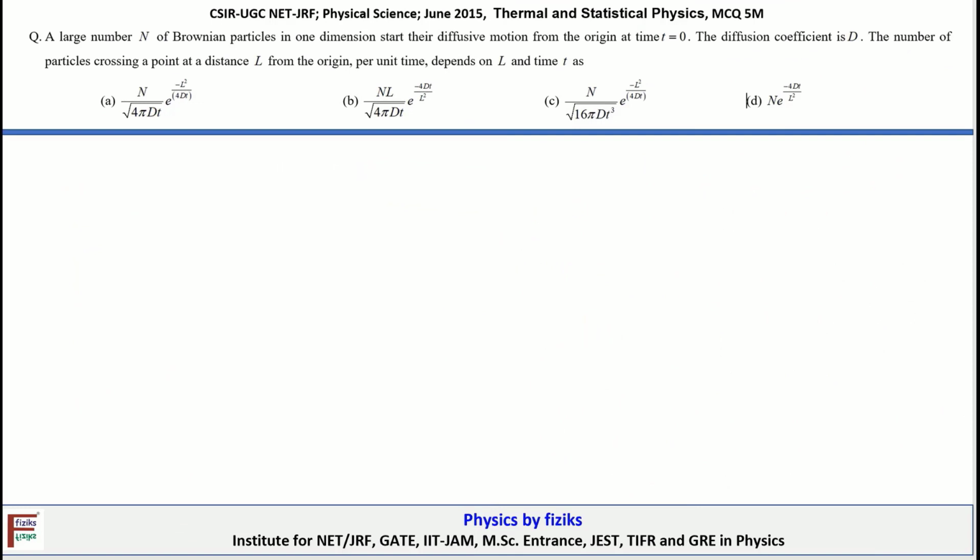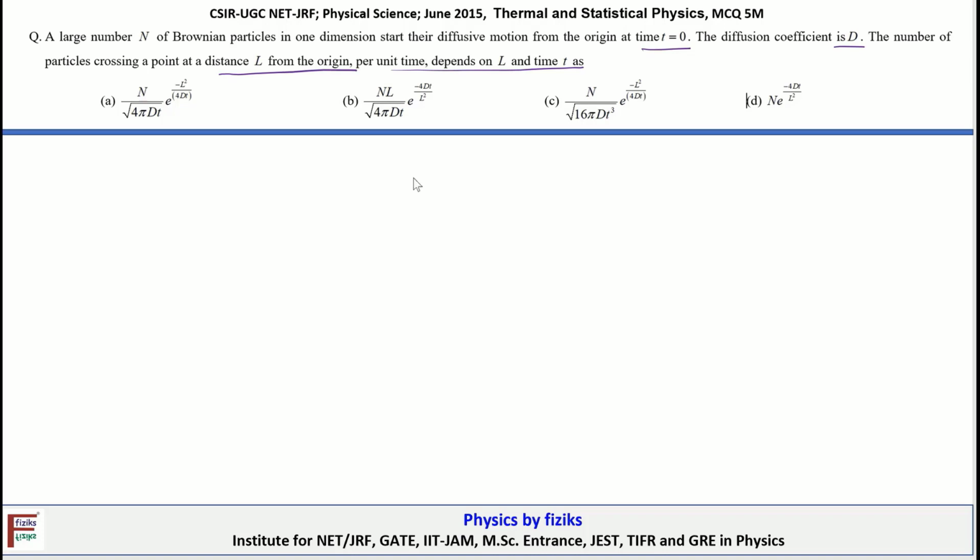So let's continue with the next problem. The statement is: a large number n of Brownian particles in one dimension start their diffusion motion from the origin at time t equal to 0. The diffusion coefficient is given as D. The number of particles crossing a point at a distance L from the origin per unit time depends on L and time t as follows. We have to identify the correct option out of the given options. Okay, so let's see how we can go through this problem.